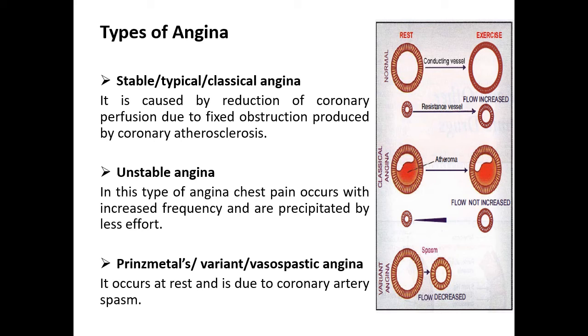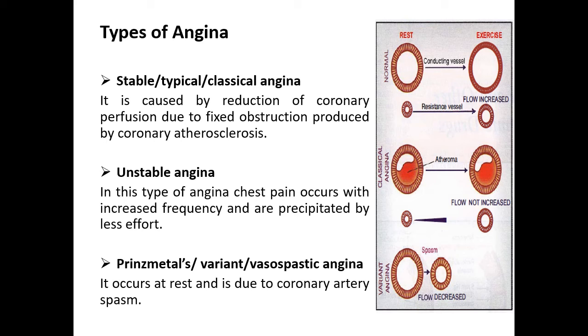Second class is unstable angina. Unstable angina basically falls between stable angina and myocardial infarction. In this type of angina, there is an increased frequency and it is precipitated by less effort. And this type of angina is not relieved by nitroglycerin or by rest, and it requires immediate hospitalization to prevent death or myocardial infarction.